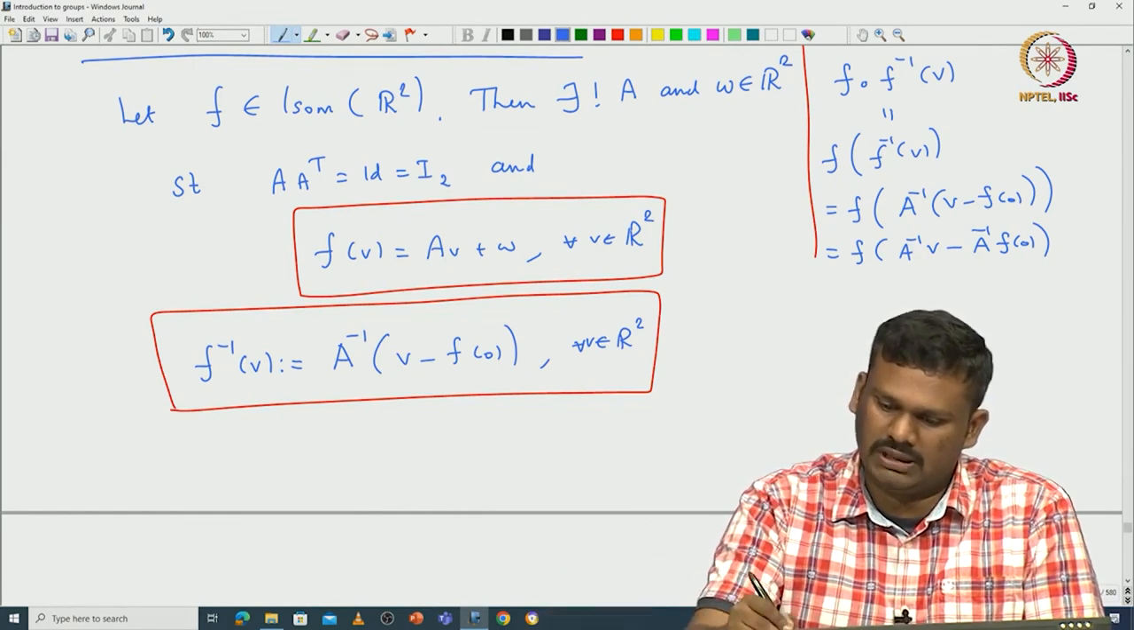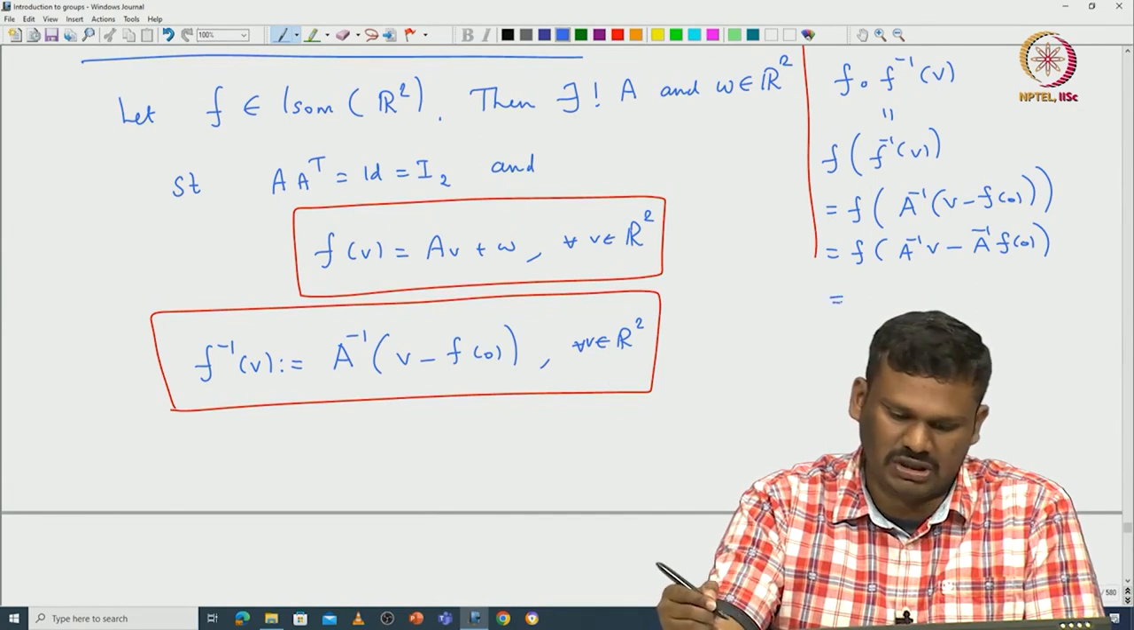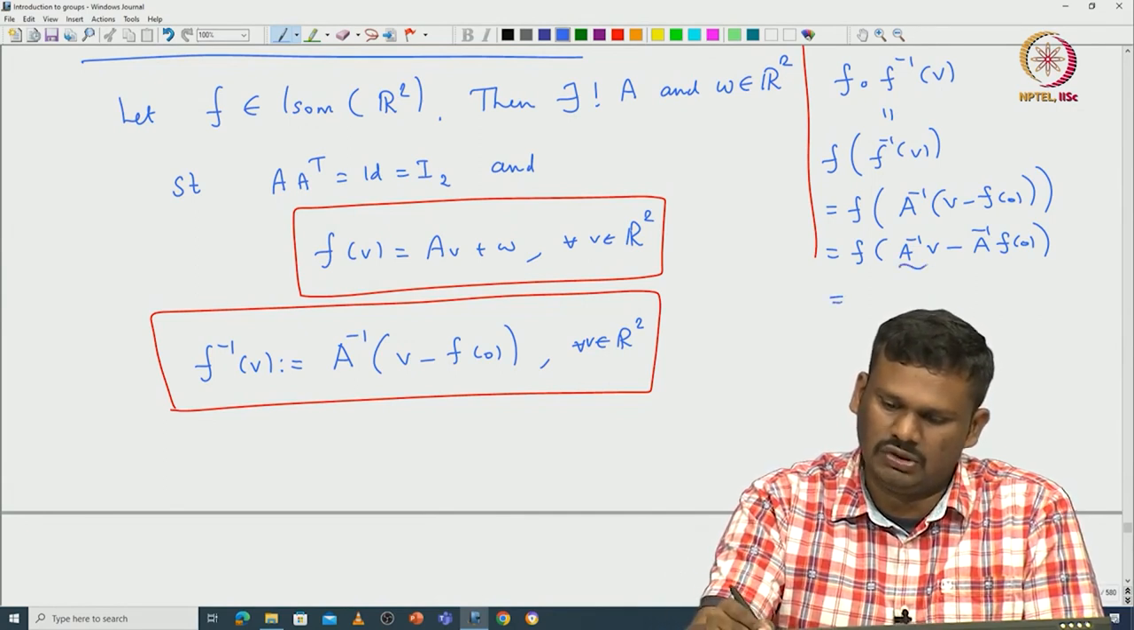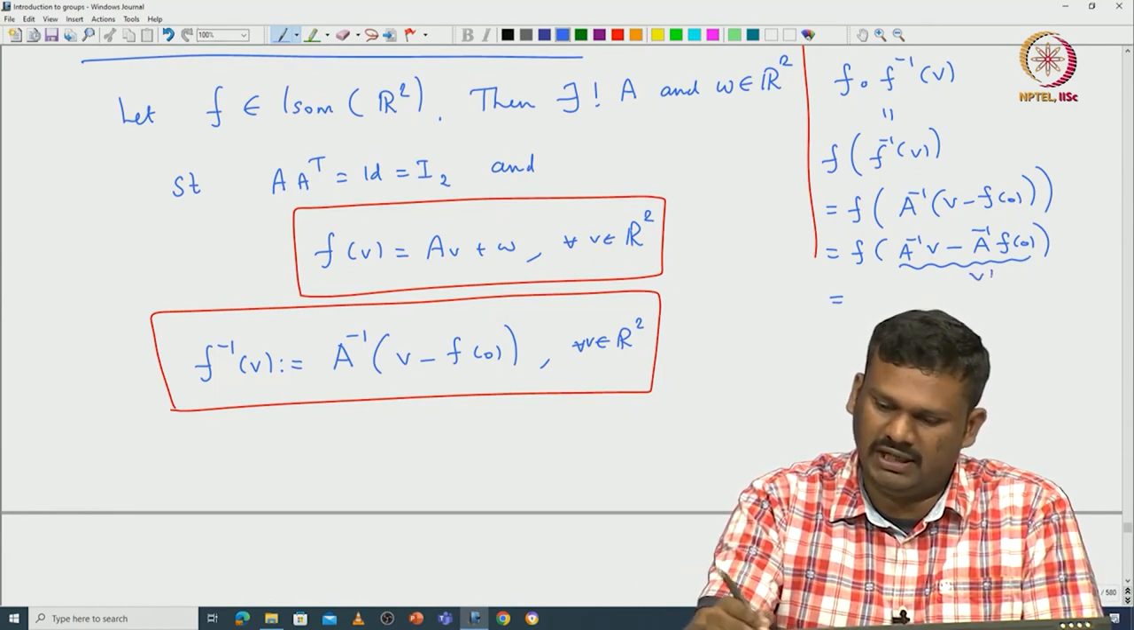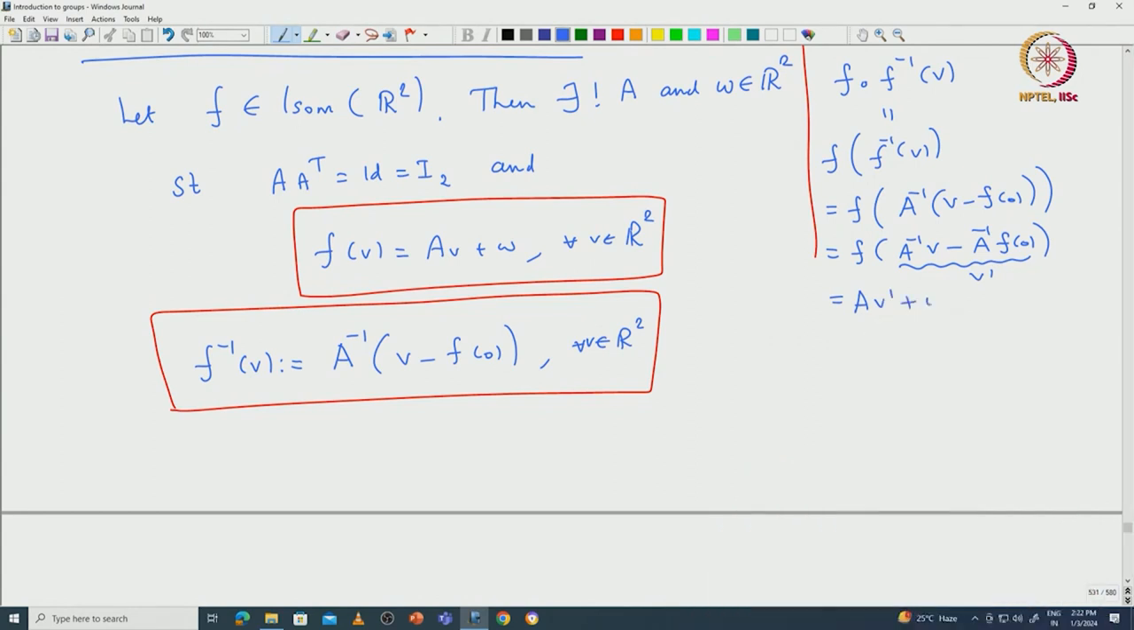Now if you use the definition of F, what do you get? This is going to be your vector V dash. If you call this V dash, then by definition this is A V dash plus W, where W is nothing but F of 0. So F composition F inverse of V is equal to A of A inverse V minus A inverse of F of 0, plus F of 0.